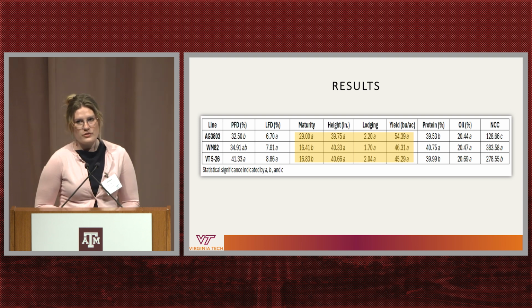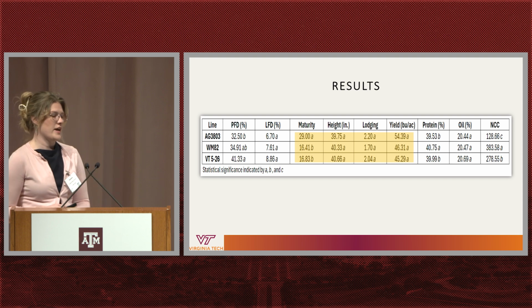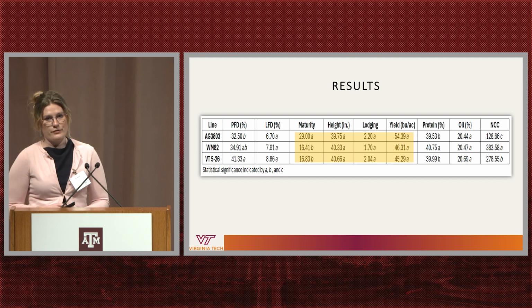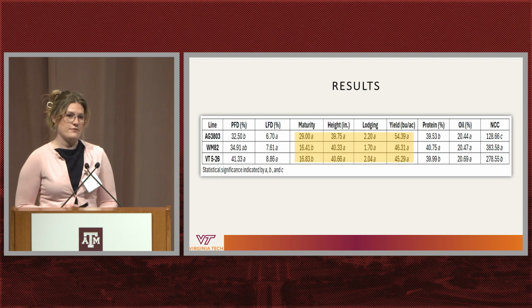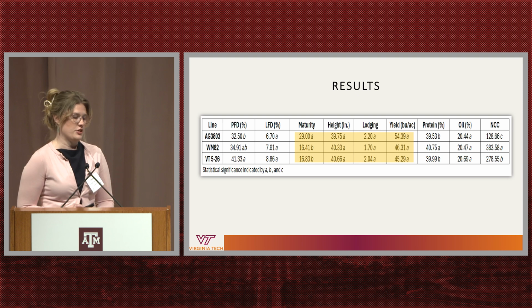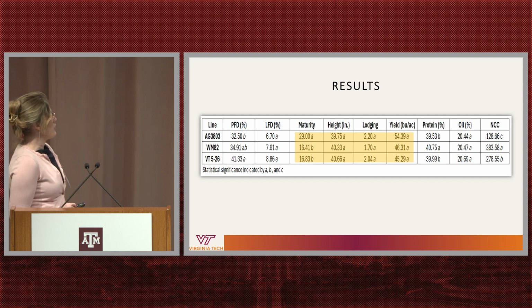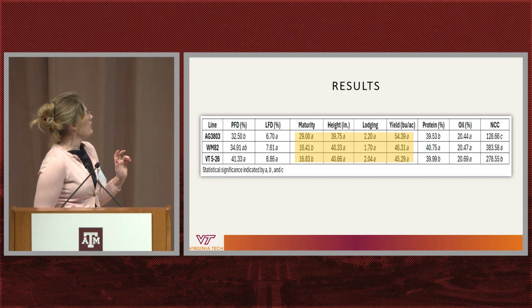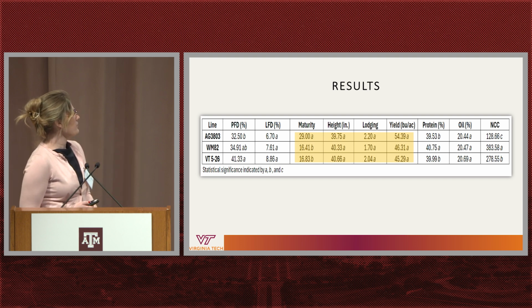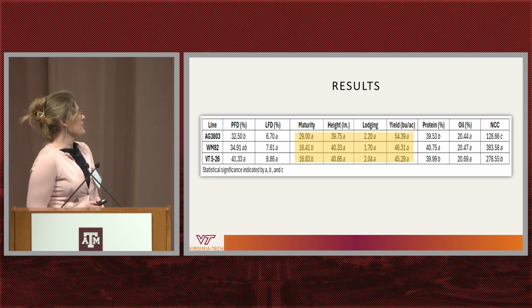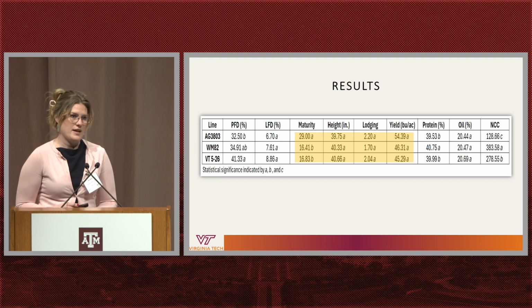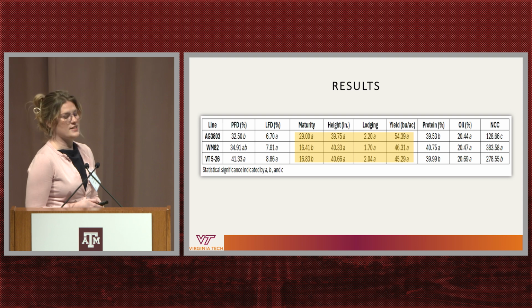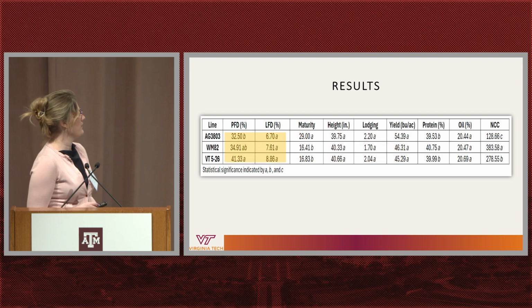And so for our results, for your typical agronomic traits, we saw no significant difference in performance between VT 5-26 and Williams 82. As you can see here, maturity, height, and lodging were essentially the same. There was a small reduction in yield, but it was statistically not significant in this study.